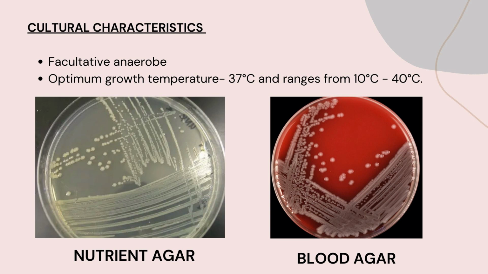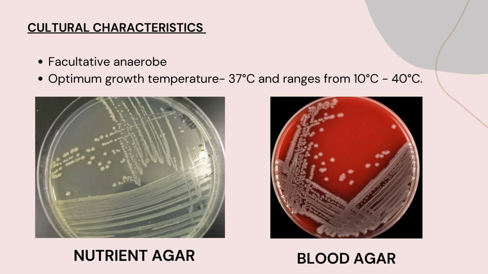Cultural characteristics. E. coli is a facultative anaerobe, which means it can grow in the presence and absence of oxygen. Its optimum growth temperature is 37 degrees Celsius and it ranges from 10 degrees Celsius to 40 degrees Celsius. On nutrient agar, they appear as large, circular, low convex, greyish white, smooth and opaque colonies. On blood agar, the colonies are big, circular, greyish and moist.